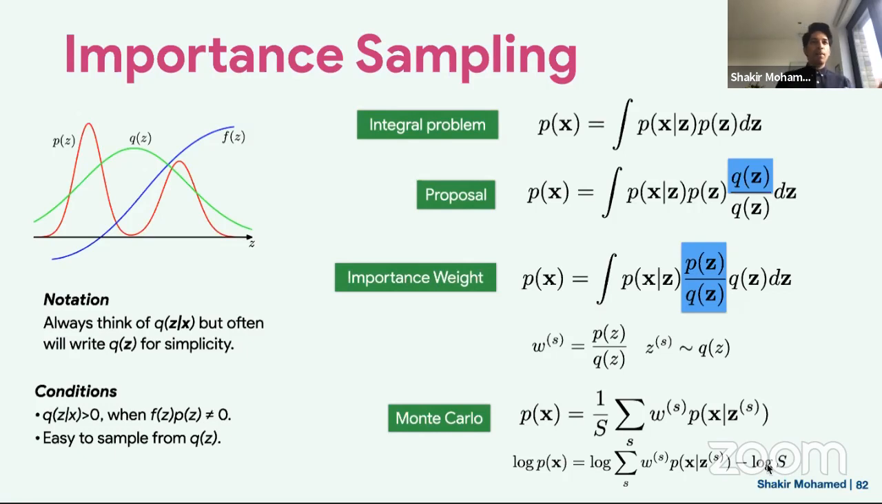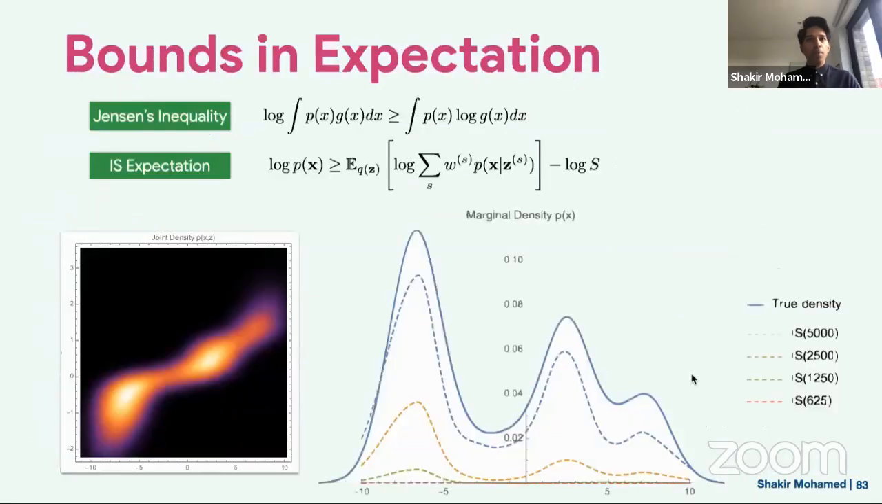Now, one of the important insights we get from importance sampling is that if you were to take the average of this log p of x over the distribution q, that is going to give you a bound in expectation of this marginal likelihood. And to see that, we're going to need to look at Jensen's inequality.